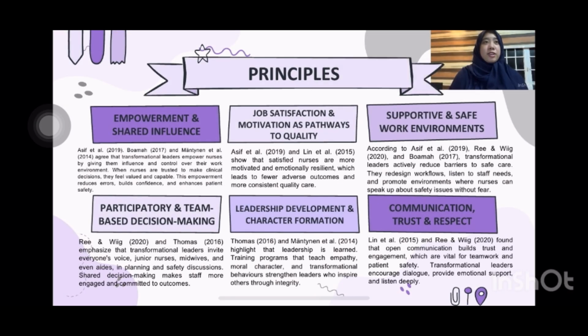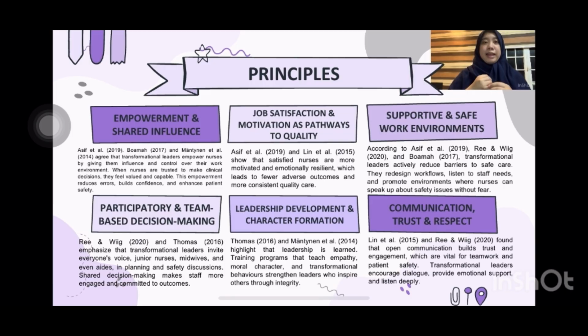B. Discuss the principles of transformational leadership and appreciate its relevance in the improvement of patient outcomes. The authors share the same core foundation. They're all anchored on transformational leadership theory, but each author emphasizes different facets of it, depending on their research context: hospital versus home care, Finland versus Taiwan. The principles of transformational leadership and their relevance to patient outcomes.